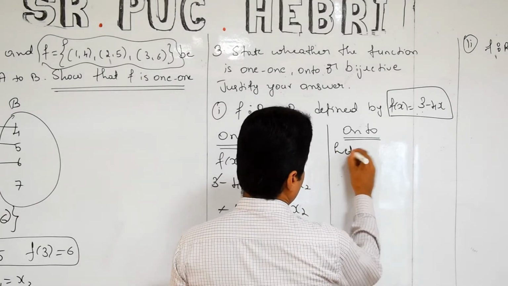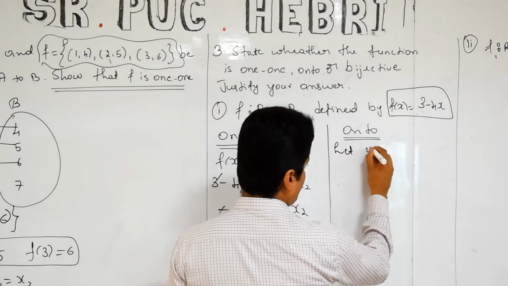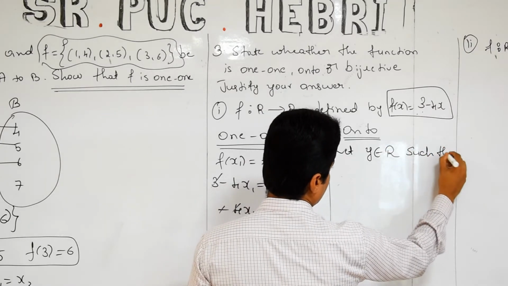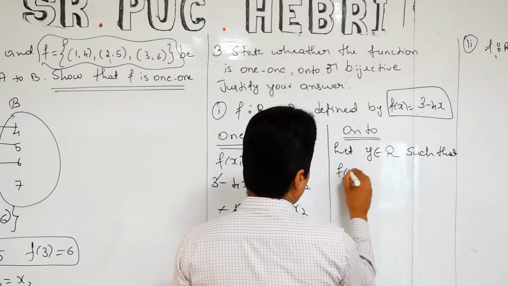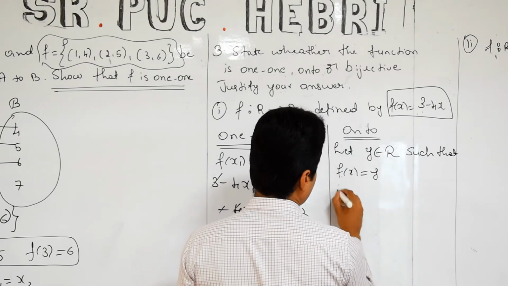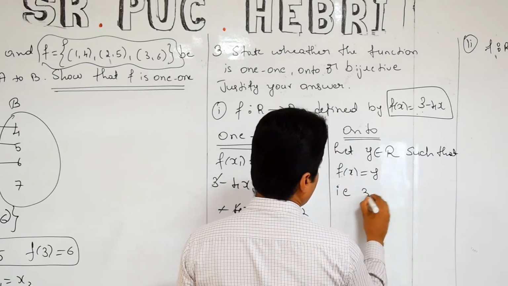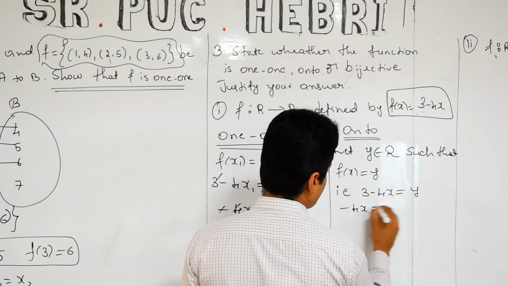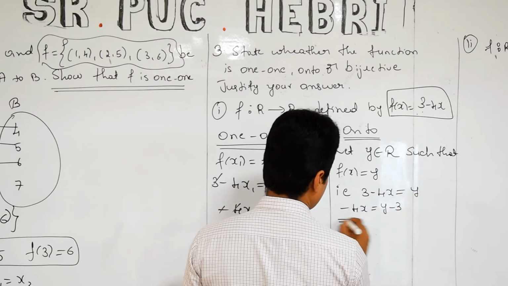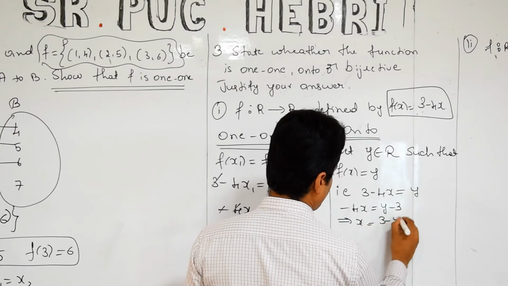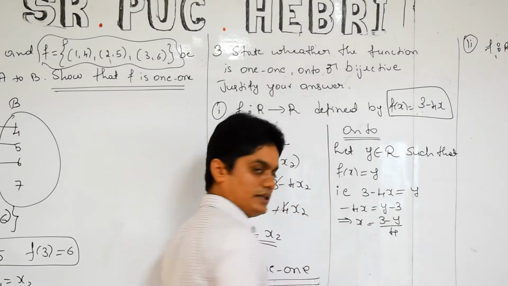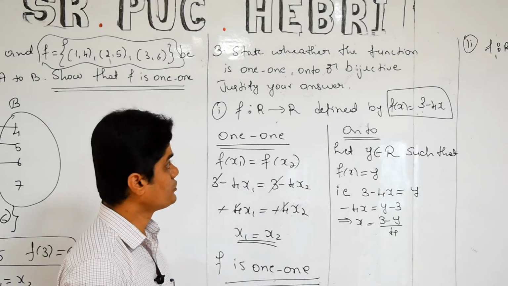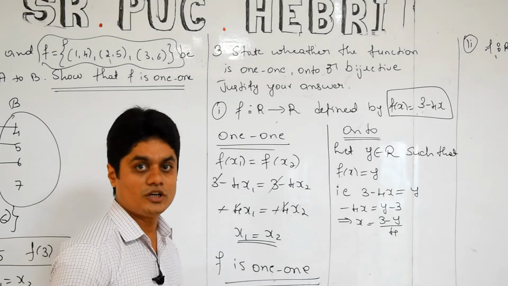Here use a definition. First take an element y belongs to the codomain, such that f of x is equal to y. That is, f of x, 3 minus 4x is equal to y. So minus 4x is equal to y minus 3. This implies x is equal to 3 minus y by 4. Simple, very simple procedure. Now we have to check whether this function is onto or not.